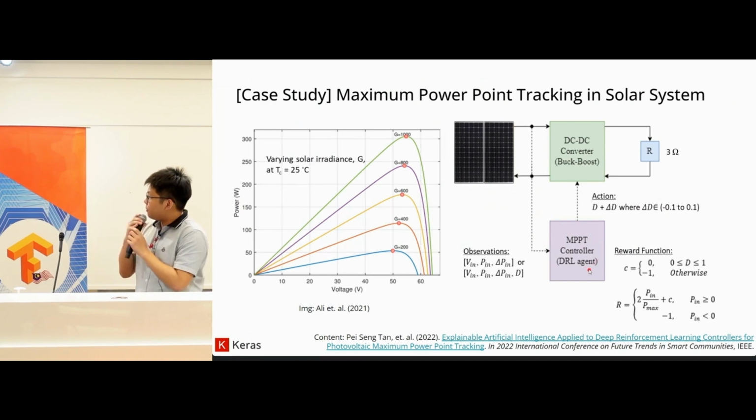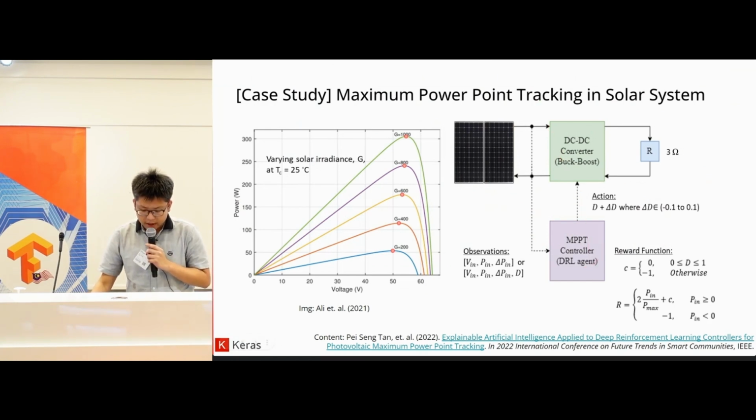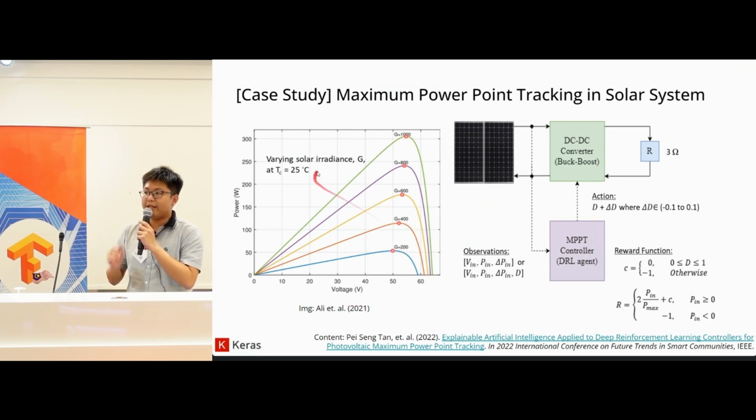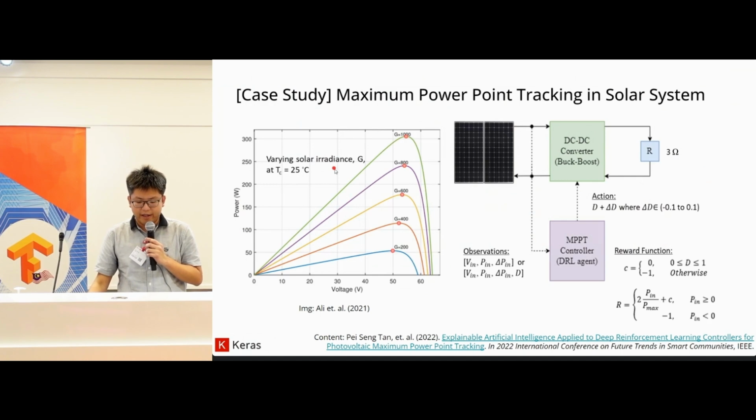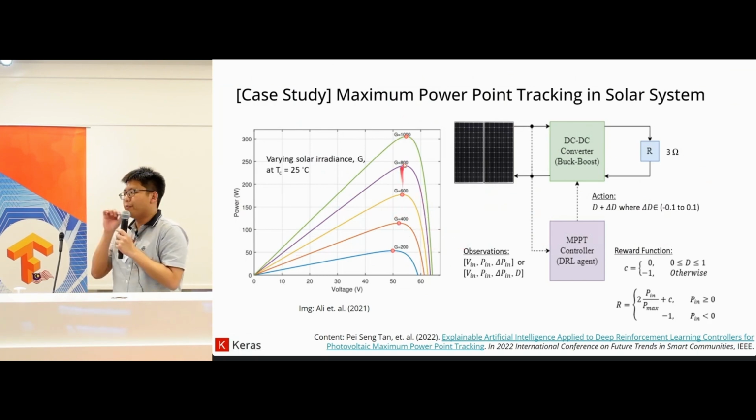This is how the curves are going to change when my solar irradiance, which means the strength of the sun, is around 200, 400, 600, 800, and then 1000. The height is actually different.